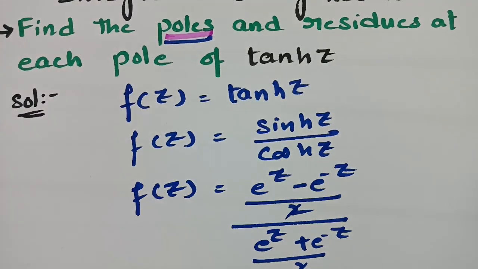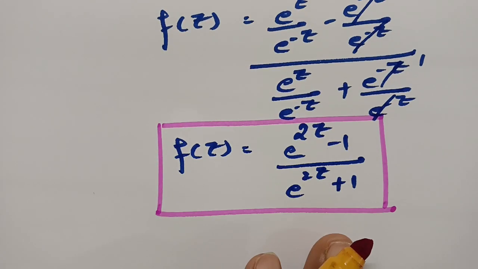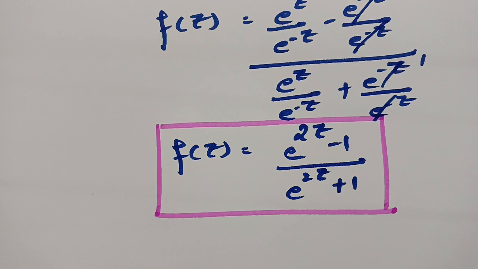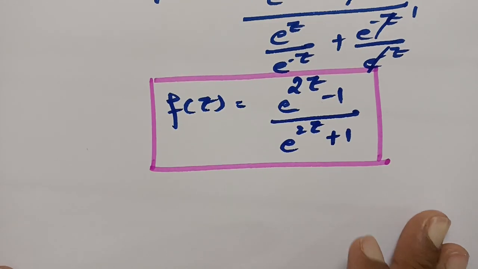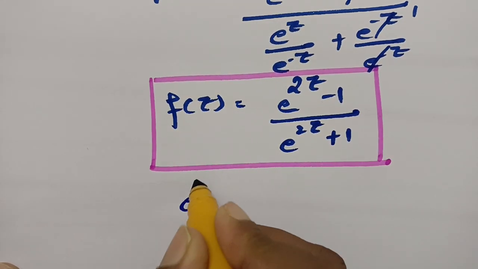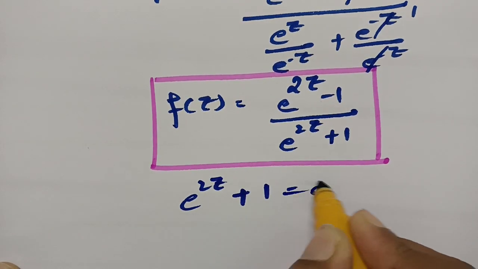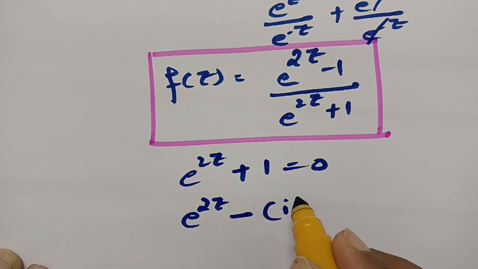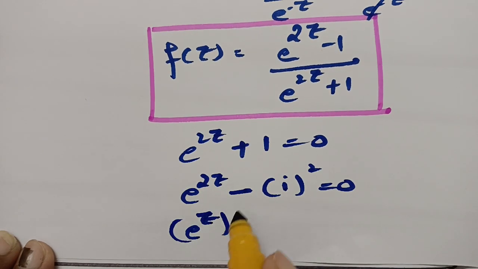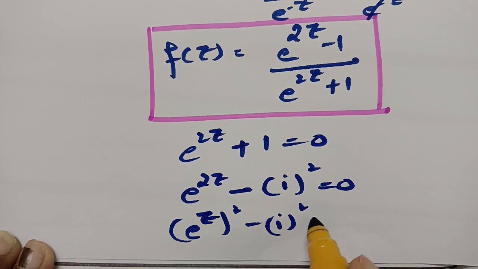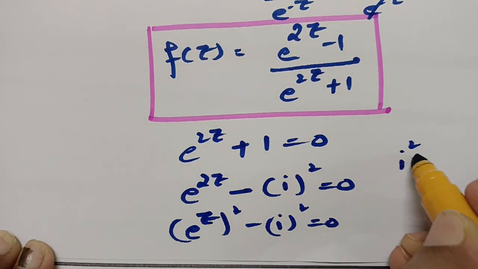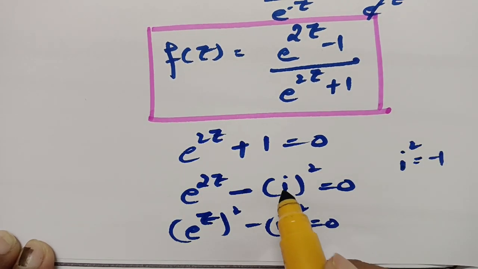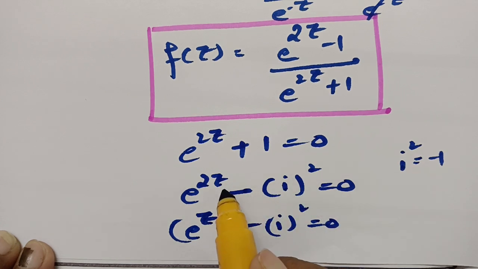For this function, we have to find the pole values. In order to find the pole values, what we have to do? We have to equate the denominator to 0. What is the denominator here? That is e power 2z plus 1 is equal to 0, which can be written as e power 2z minus i square is equal to 0, that is e power z whole square minus i square is equal to 0. As you know, i square value is minus 1, and minus of minus is plus 1. Got it?